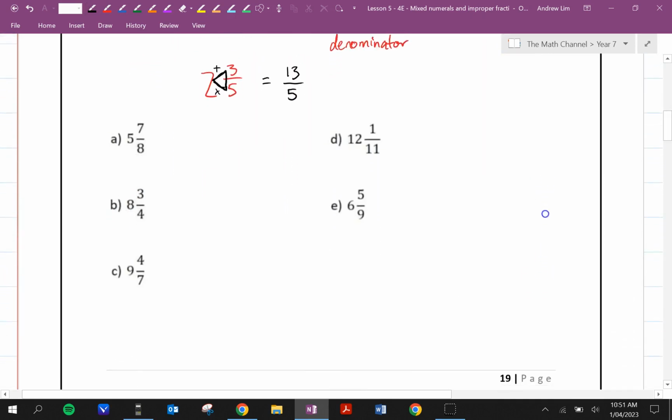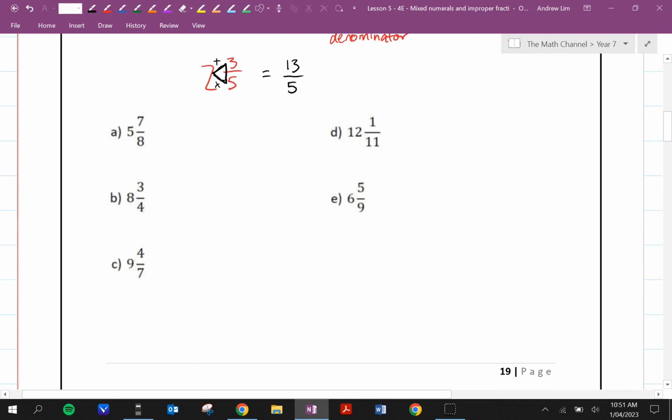So let's have a look at another example. I'll do question A with you, then I want you to have a go with B, C, D, and E. So triangle method, start with the denominator, times, plus, back over the denominator. So 8 times 5 is 40, plus 7 is 47, over 8, back to the denominator. Have a go at B, C, D, and E.